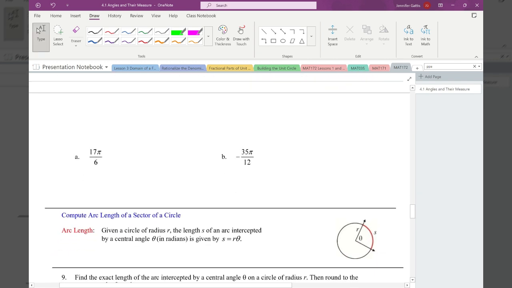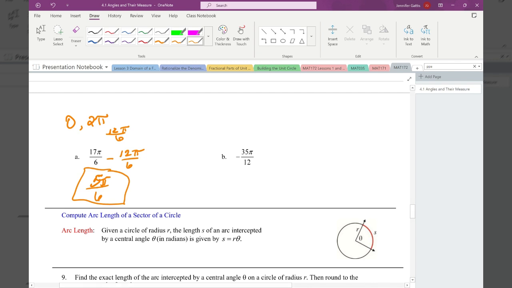Now, for the radians, again, we need to consider where we are. We're looking for something between 0 and 2 pi. So considering that something over 6, 2 pi would be the same as 12 pi over 6, right? So 17 pi over 6 is above that. So we are going to subtract 12 pi over 6, and that's going to give us 5 pi over 6. Well, that is between 0 and 2 pi, so we're good to go.